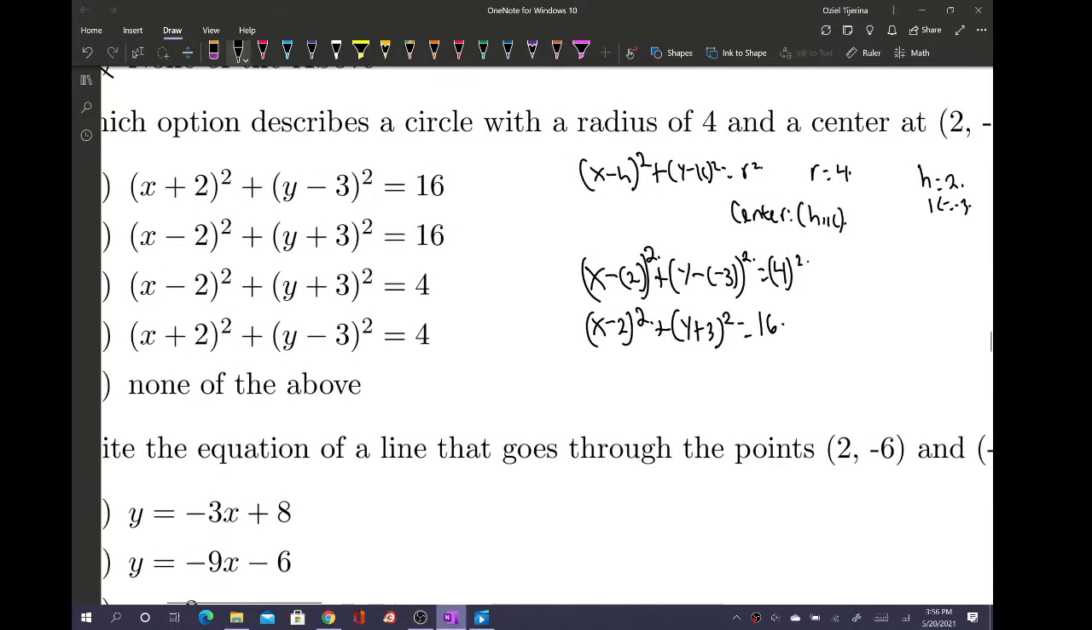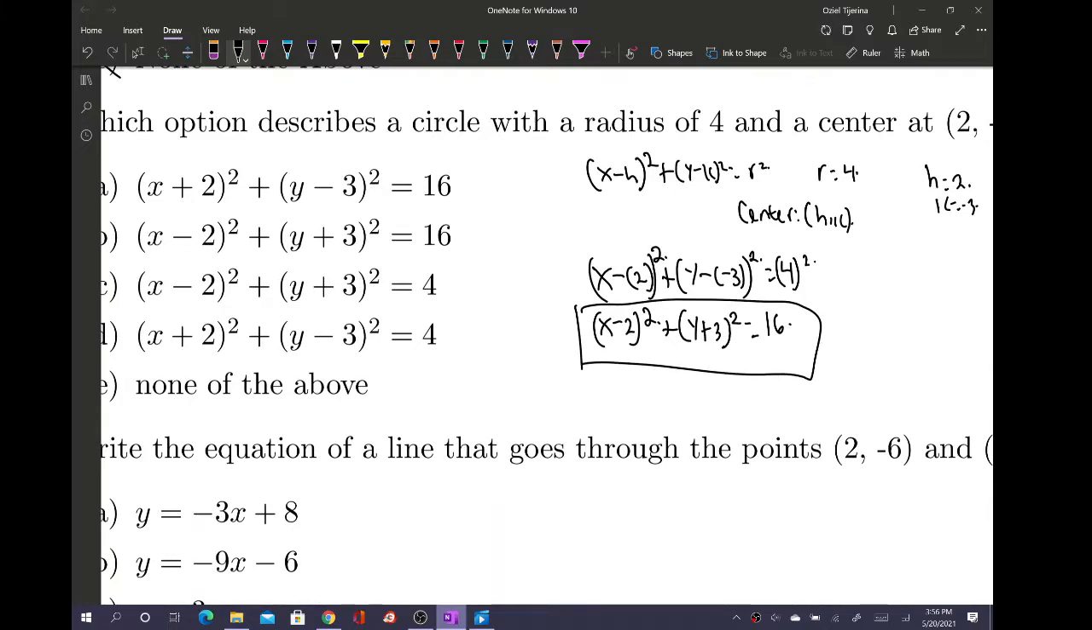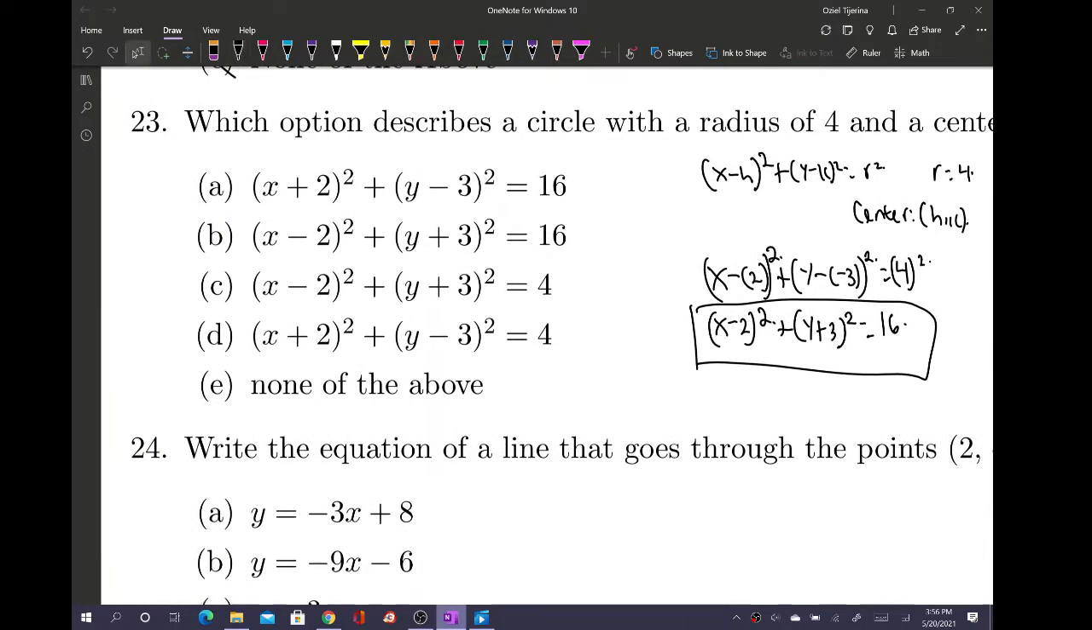So your answer to this one, we look at our answers here, is going to be B, okay?